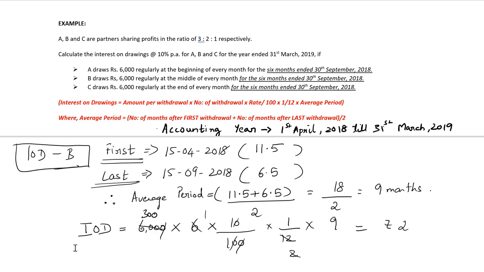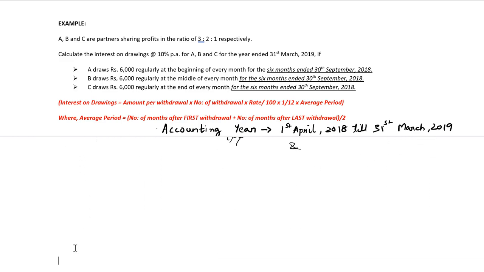Answer for interest on drawings, rupees 2,700. Let's go on to the interest on drawings for C.